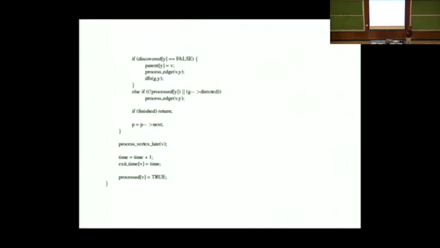Okay? And if it didn't discover it, well, I still have to process the edge. So let me go process the edge and keep doing this over all iterations. And then once I have looked at all the adjacency lists of me, then I will have discovered, I can then process the vertex later if I feel I want to do something then.